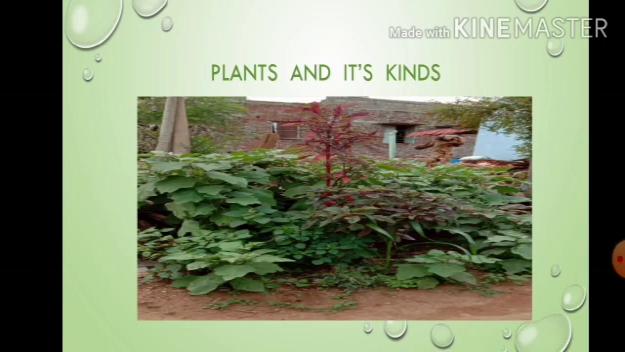Good morning students. Today I am going to take the topic plants and its kinds. Have you seen plants? Okay. Today we are going to see about plants and its kinds.